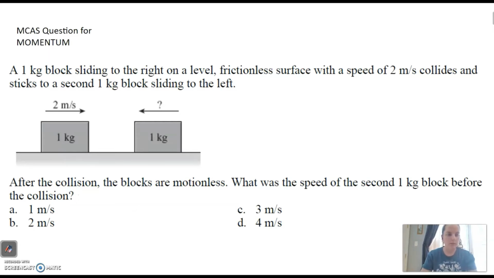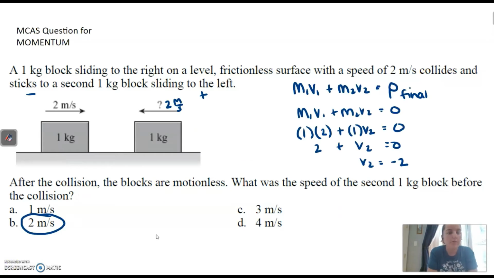A 1 kilogram block sliding to the right on a level frictionless surface with a speed of 2 meters per second collides and sticks to a second 1 kilogram block sliding to the left. After the collision, the blocks are motionless. What was the speed of the second 1 kilogram block before the collision?